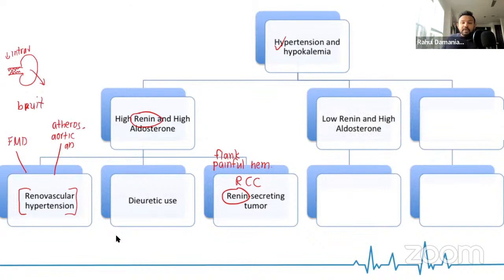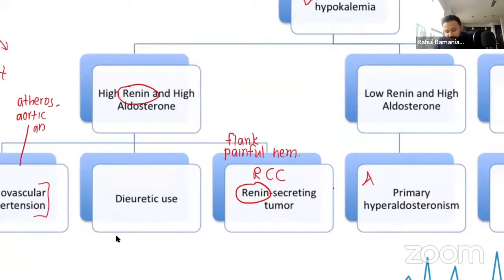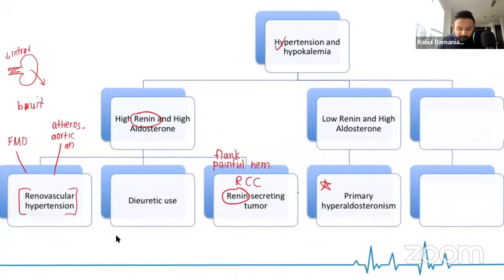Next differential is when you have low renin and high aldosterone. And so just think about normal feedback. When we just talked about Conn syndrome, which is a high aldosterone state, you are going to have a high aldosterone that feeds back and makes you have low renin. And this was the answer to our question previous.